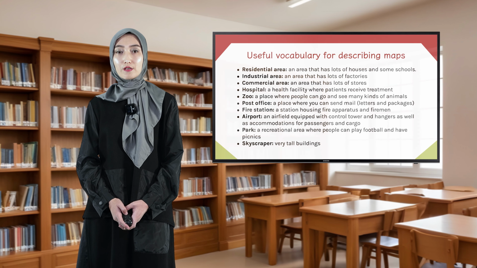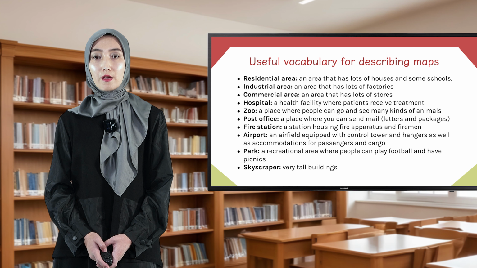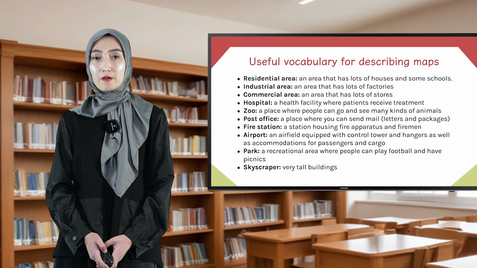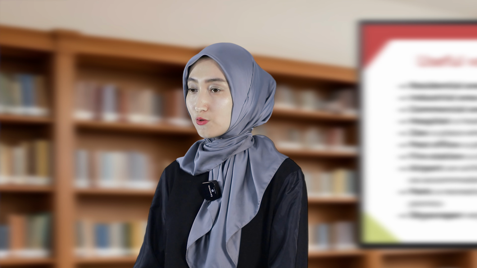And here you can see some useful vocabulary for describing maps. For example, while describing maps, you can see some kinds of areas or places and building types. For example, a residential area is a place which has lots of houses or accommodation or some schools. An industrial area is a place which has lots of factories. And a commercial area is a kind of place which has lots of stores or supermarkets and so on.